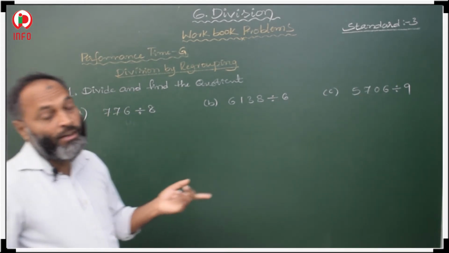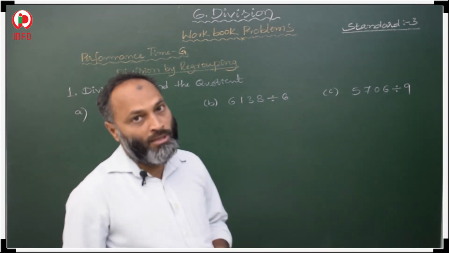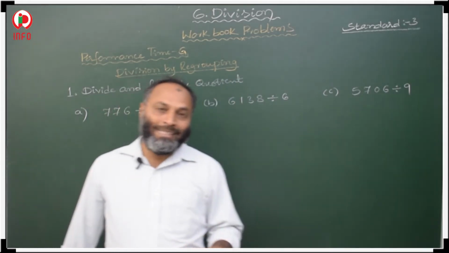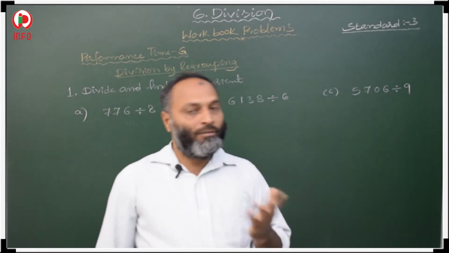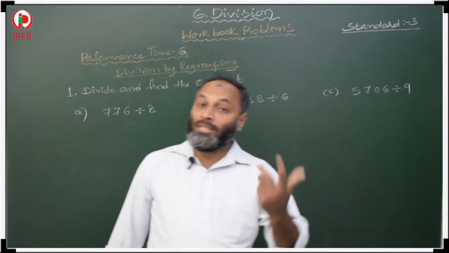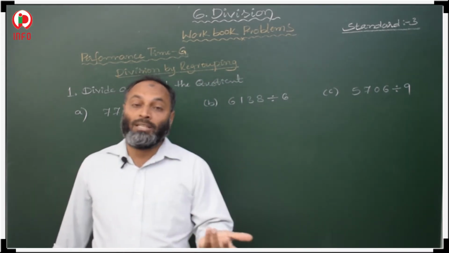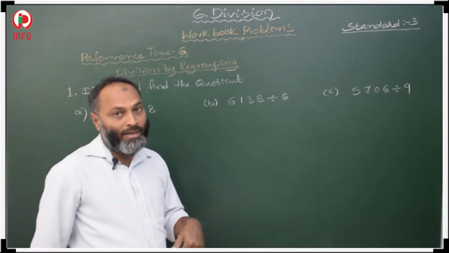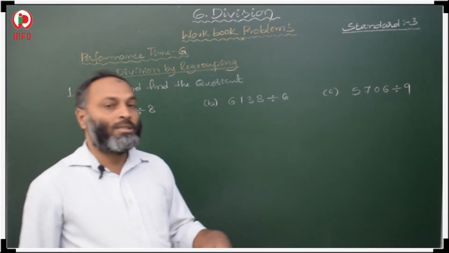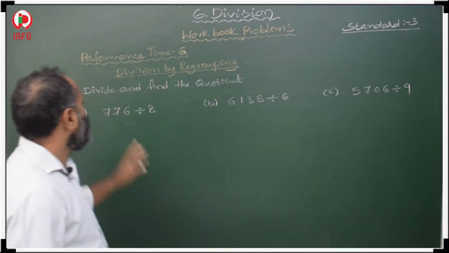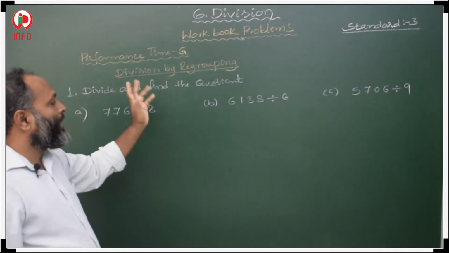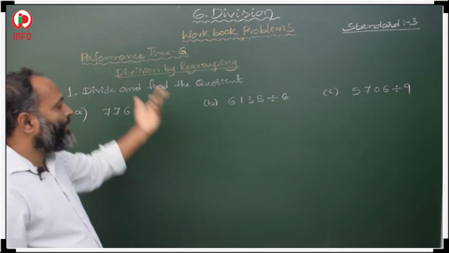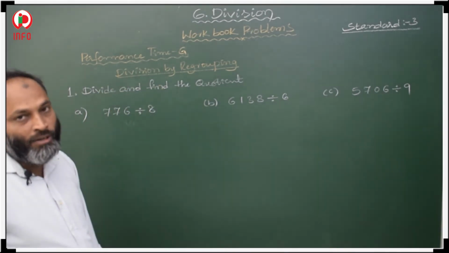Before, we did sums without remainder, meaning remainder 0 sums, then remainder sums, then division with a 3 digit number, and division with a 4 digit number. So, 4 digit number with a single digit, 3 digit number with a single digit number. All that we did, both 0 remainder sums and sums with remainder. And here again, divide and find the quotient. We have to divide the given questions, and after that write the quotient. What is the quotient here?